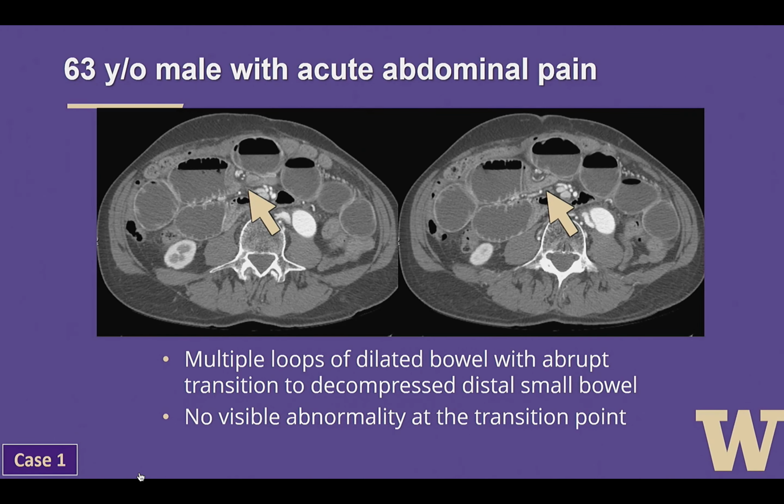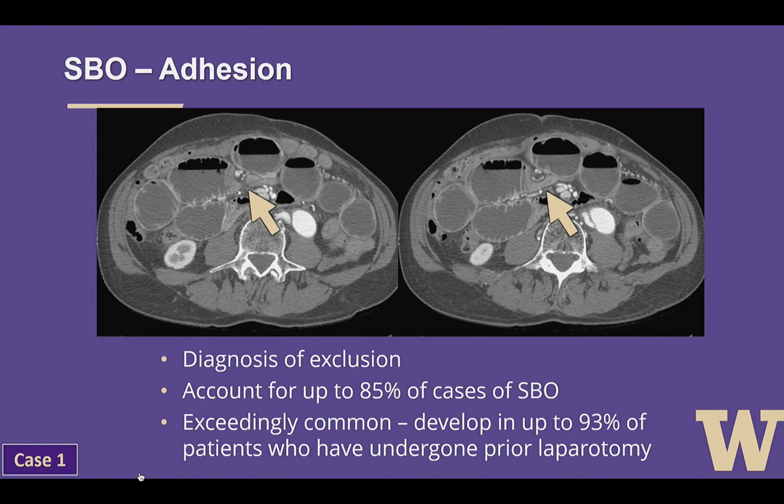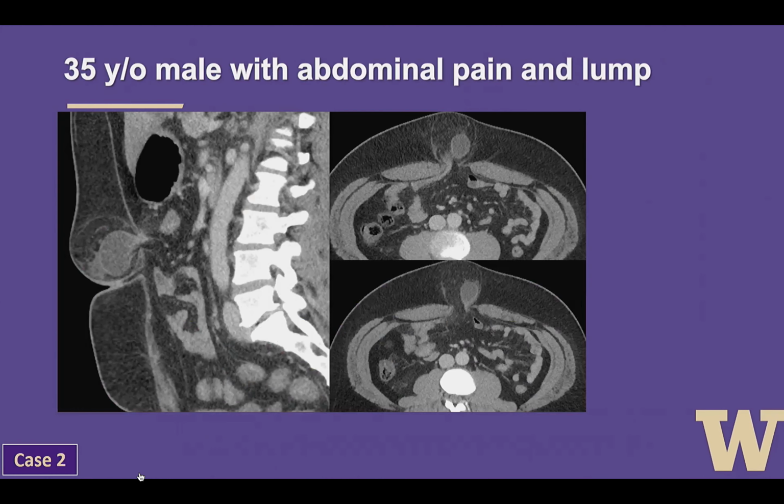So we'll summarize the images here, which are labeled. We have multiple dilated loops of small bowel with an abrupt transition to decompressed small bowel distally. In the right mid-abdomen, there's a transition point with no visible abnormality at the transition point. So this is a small bowel obstruction caused by an adhesion. Of course, adhesions are a diagnosis of exclusion. We rarely see them on CT, but they're also the most common cause of small bowel obstruction. And they're exceedingly common, developing in upwards of 93% of patients who have undergone a prior laparotomy. So always the first thing to consider in a small bowel obstruction with no specific abnormality at the transition point.